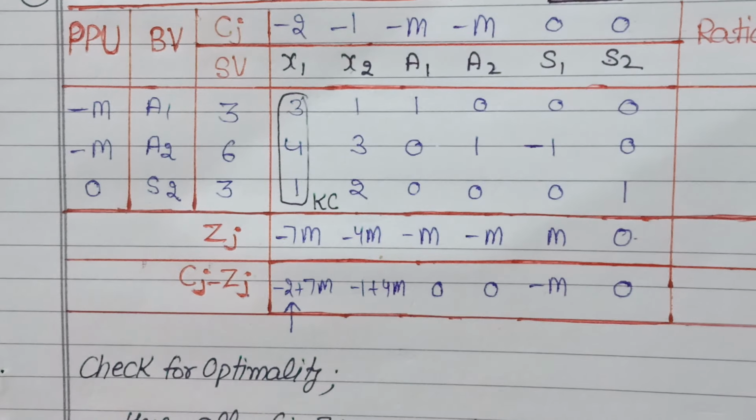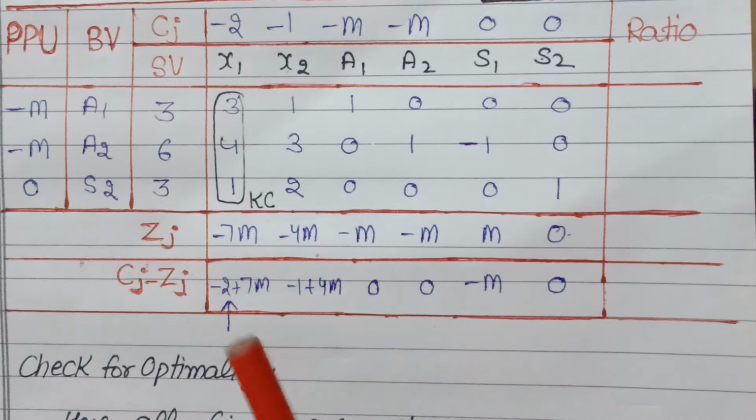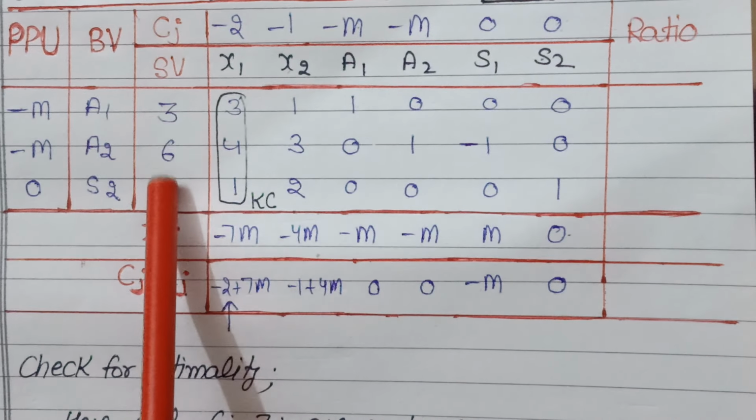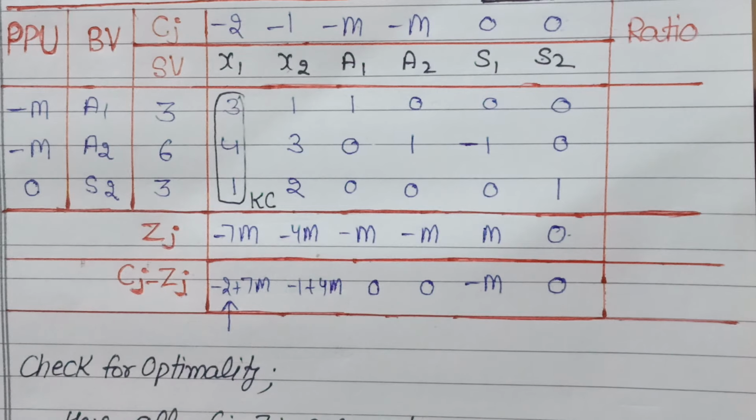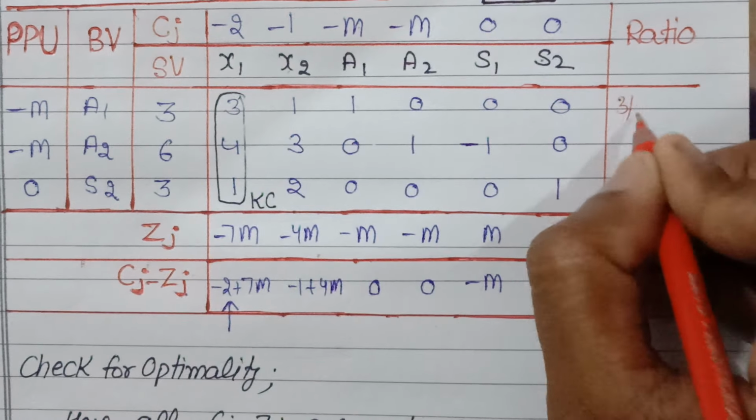Okay, now we have to find the ratio. You know that for finding the ratio, we have to divide these values by these corresponding values. So if you divide this 3 by 3, the value comes out to be 1.